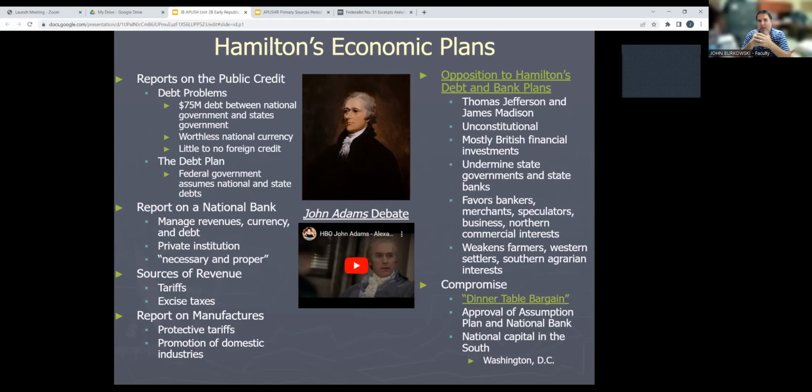Well, Hamilton suggests that here are your main sources of revenue. One, tariffs. Tariffs are okay. Now we cannot pass export taxes. The Constitution actually prohibits that. Congress cannot pass any export taxes. We cannot tax goods to be exported. The southern states were adamant about that.